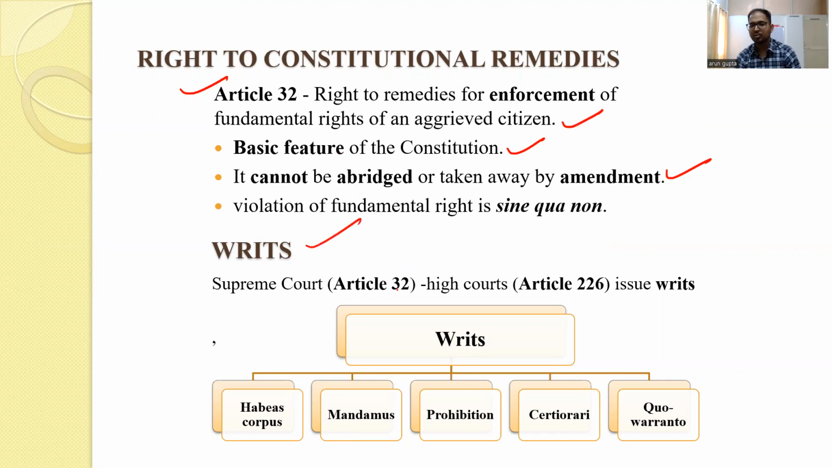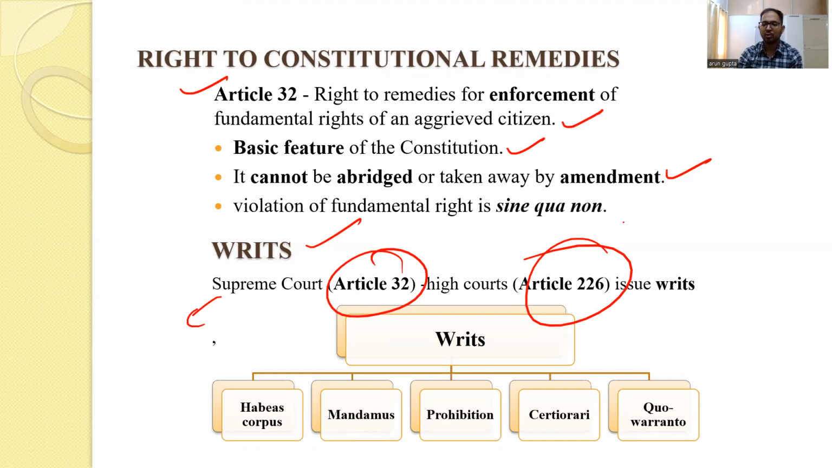So writs are there. You can directly move to the Supreme Court if there is a violation of fundamental rights. Under Article 32, you don't have to go through the hierarchy of the courts. You can also go to the High Court under Article 226 to issue writs. But in this case, the Supreme Court is bound to issue the writs if there is a violation of rights, whereas the High Court can deny. It is a compulsion because Article 32 is a fundamental right, but 226 is not. There are five types of writs available: habeas corpus, mandamus, prohibition, certiorari, quo warranto. We'll be talking about these writs in the judiciary chapter.